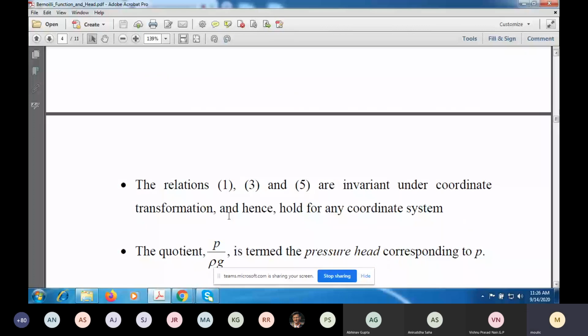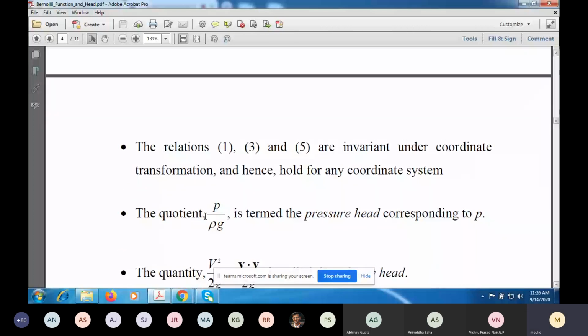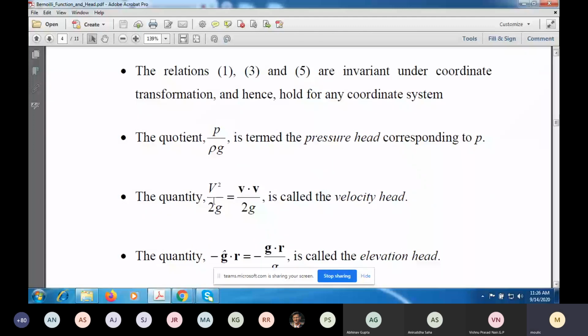So to be more precise, the quotient P upon rho g is termed the pressure head corresponding to small p. So this is the pressure head corresponding to the static pressure P. And the quantity magnitude of V squared by 2g, or equivalently V dot V by 2g, is sometimes called velocity head. So this is a measure of the kinetic energy of the fluid, but in units of meters.